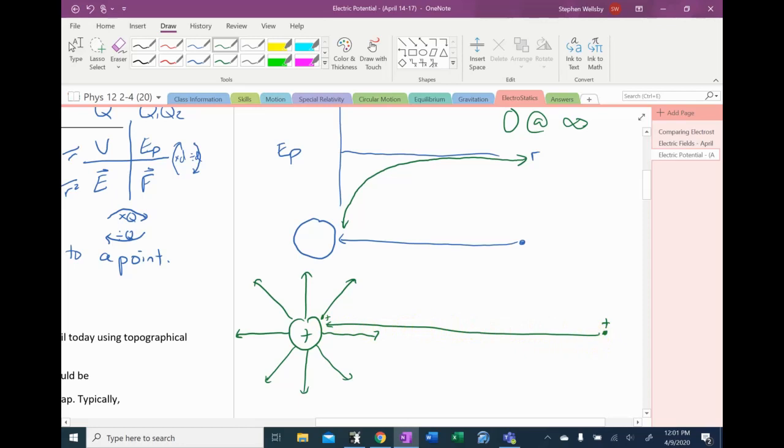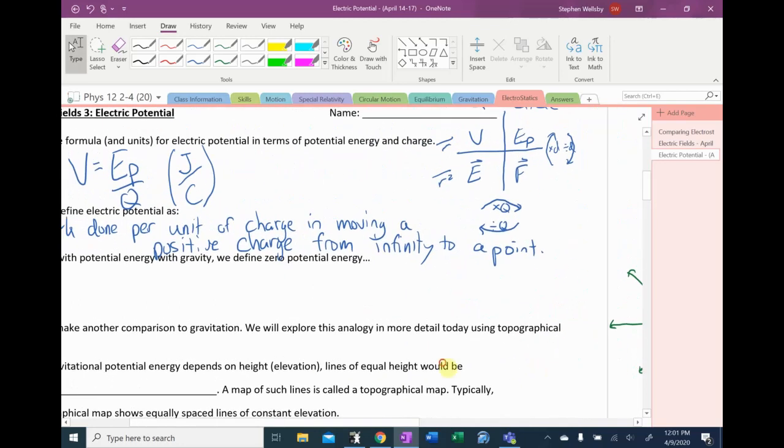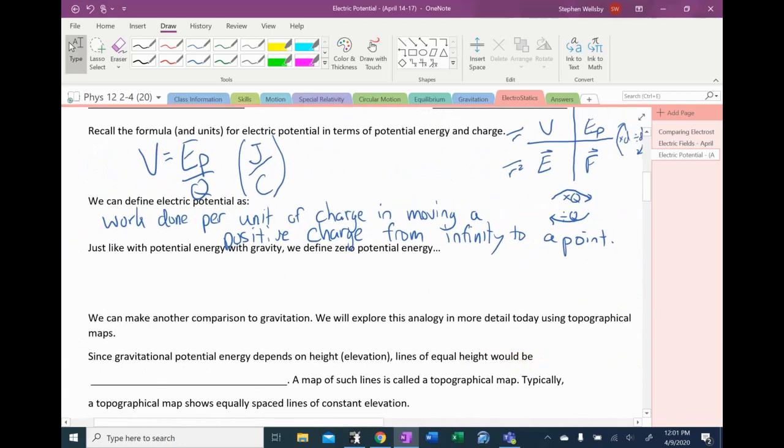So as I take it from infinity to here, it's going to gain potential energy. And we know that because if suddenly I were to release it, if I brought this charge from an infinite distance, brought it really close to here, and then I released it, well, we know it's going to immediately fly away again. So it has potential energy because if I release it, it's going to immediately change that to kinetic energy. So hopefully that makes sense. So that's where this definition comes from.